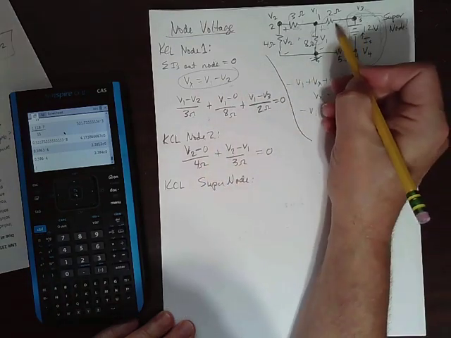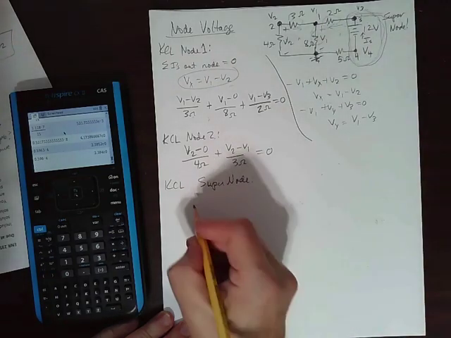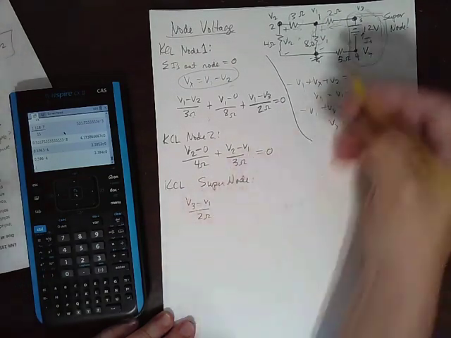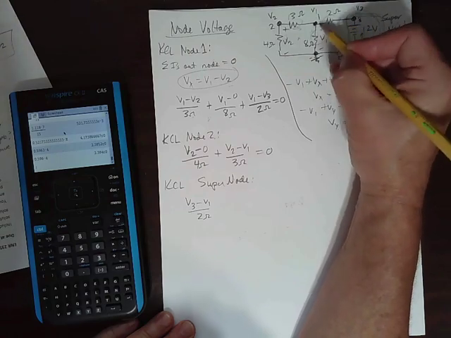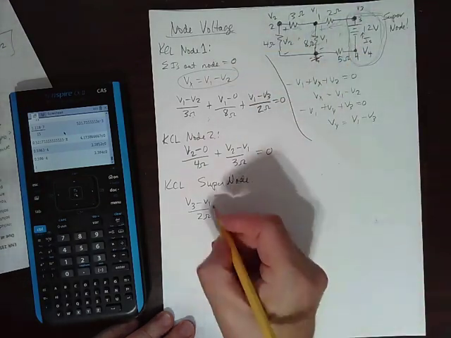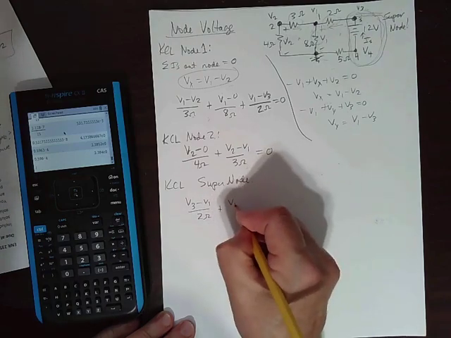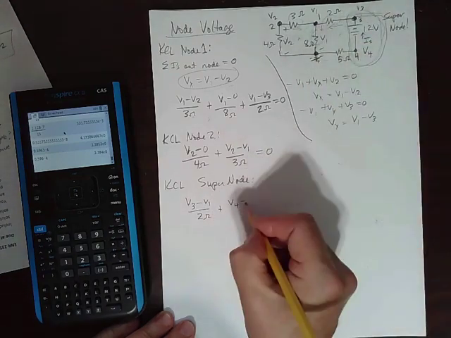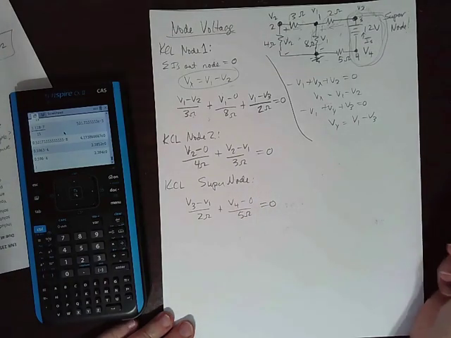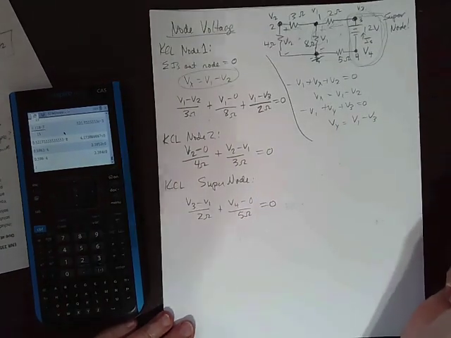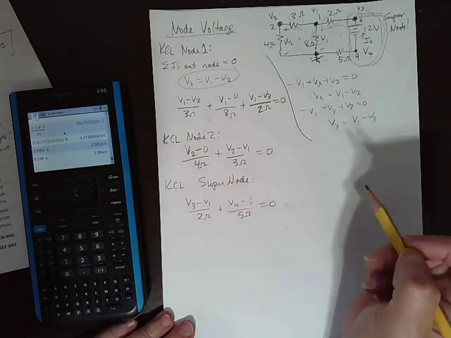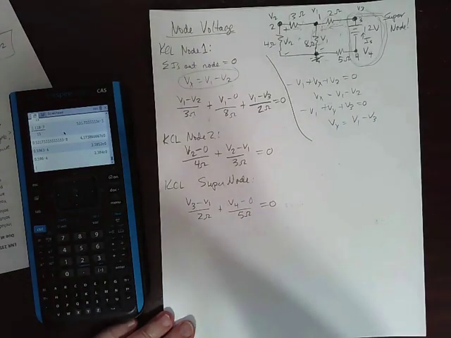All right, so first we want the current going this way. So it's going to be V3 minus V1 over 2 ohms, right? Ohm's law, positive here, negative there, going that way. And then we want the current going this way. So we're going to have V4 minus nothing over 5 ohms equals 0. Well, we got another equation, but we got another unknown. So now we need another equation.